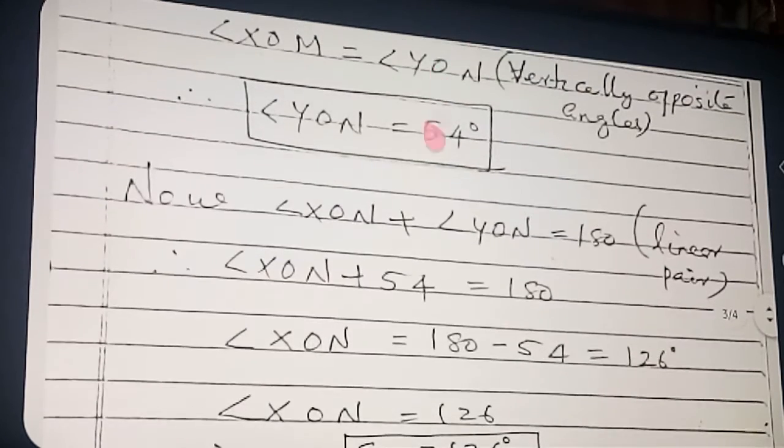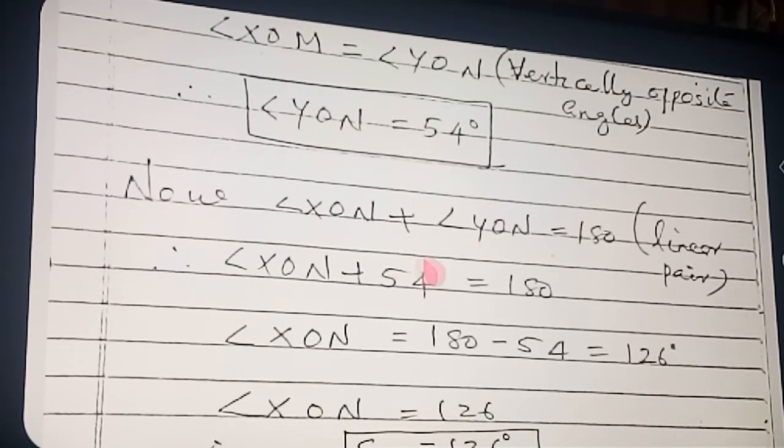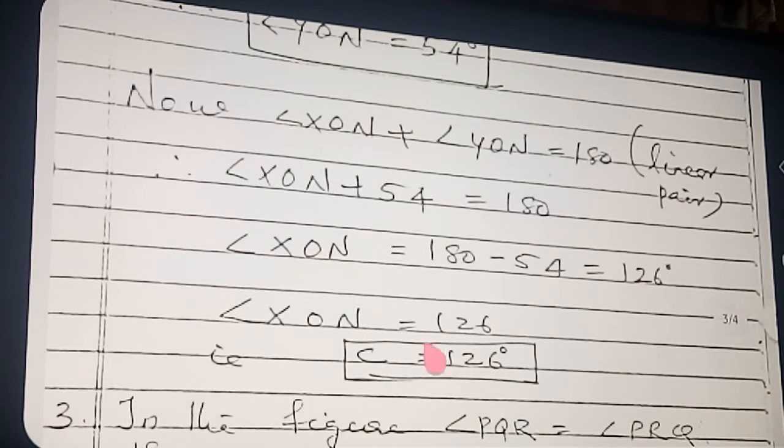YON we got, and this step is a linear pair. Then in the place of YON we apply the value. Then we find out XON. XON is the same as angle C. Therefore you got the value of C is 126. Okay? I am explaining 3 or 4 sums so that you can easily understand. Now the value of C is 126. Okay?